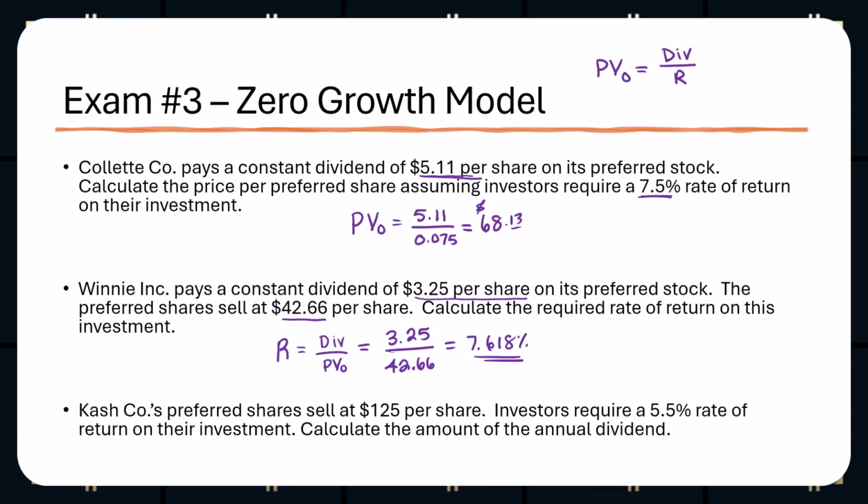Last up, we have Cashco's preferred shares selling at $125 per share. Investors require a 5.5% rate of return on their investment. Calculate the amount of the dividend. Again, if we rearrange the formula, we'll simply take the price, or the present value, and we will multiply that by the required rate of return. That will give us the perpetual dividend. So we take 125, we multiply that by 5.5%, and what we find is that the perpetual dividend is $6.875.